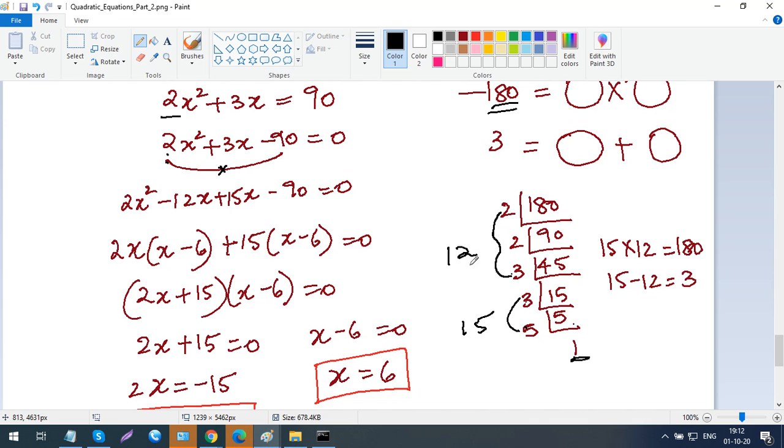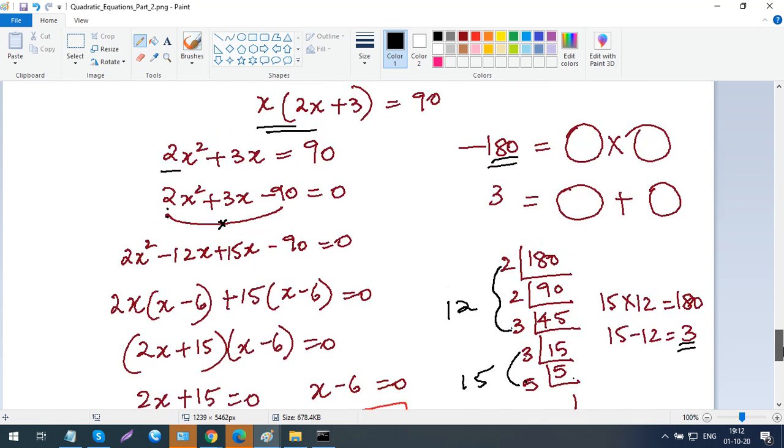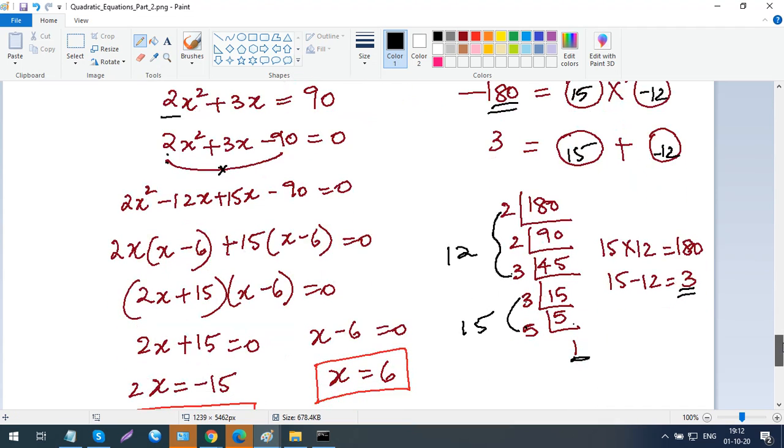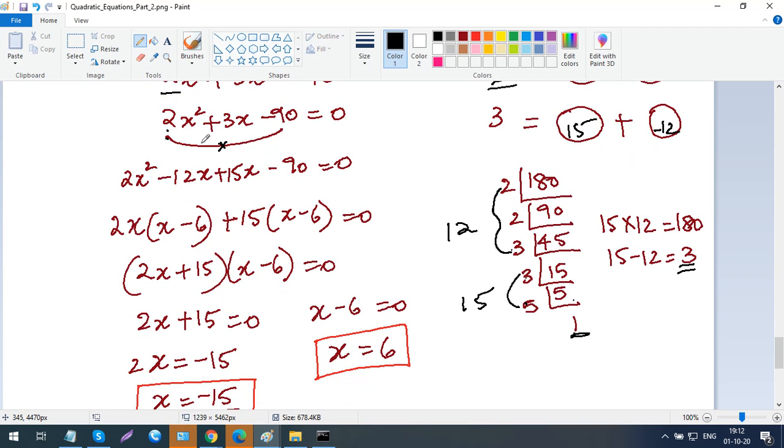15 minus 12 is going to give you 3. So I choose 15 and minus 12 actually. So now I will write 15 and minus 12. See here, 2x square I write as it is, 90 I write as it is. Instead of 3x I have written minus 12x plus 15x. You can write 15x minus 12x also, it doesn't matter. So 2x is common in the first two terms, and you get x minus 6 inside, and in the second two terms 15 is common, you get x minus 6 inside. So now you can write 2x and 15 once and x minus 6 once.